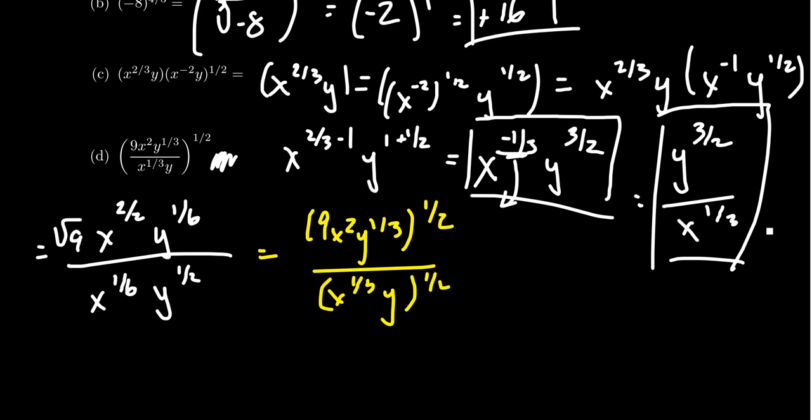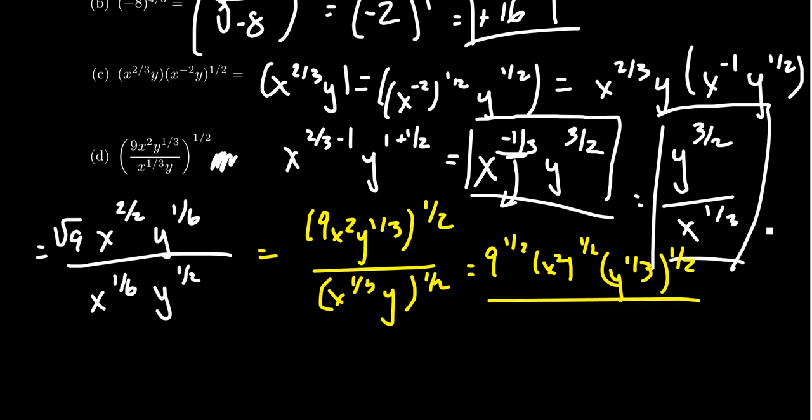So like I mentioned the law earlier, if you have a fraction inside of an exponent, we can take the exponent of the numerator and denominator. Then as we have a product, we can distribute this into each of the pieces. So we get 9 to the 1/2, we're going to get x squared to the 1/2, and we're going to get y to the 1/3 also raised to the 1/2 power. And then the denominator, you're going to get x to the 1/3 raised to the 1/2, and then you get y raised to the 1/2. And so when you have exponents composed with exponents there, you multiply them together, and that's what we did here in this white step right there.